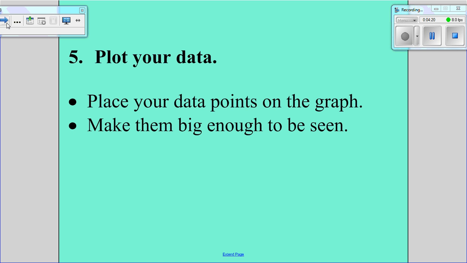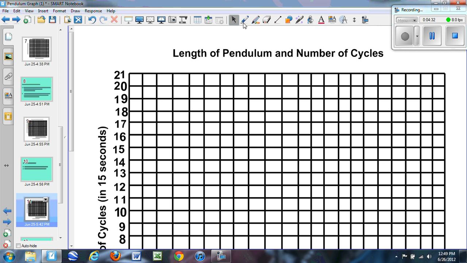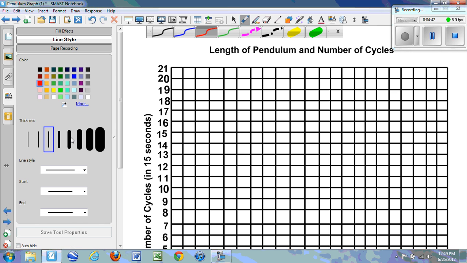Step number 5 in making a line graph is to plot your data. Place your data points on the graph. Make sure that they are big enough to be seen by everyone. I'm going to change the pen to red to plot the dots and make them just a little bit larger so they're easy to see.